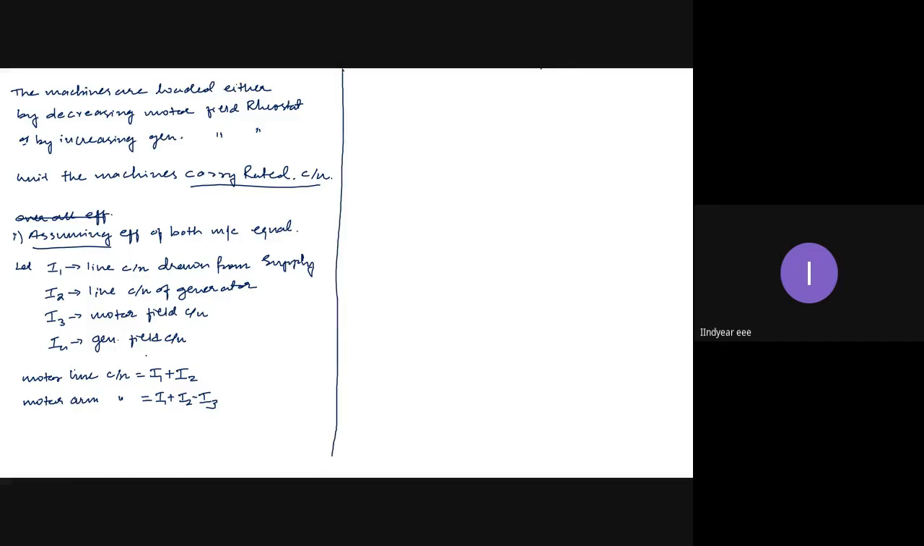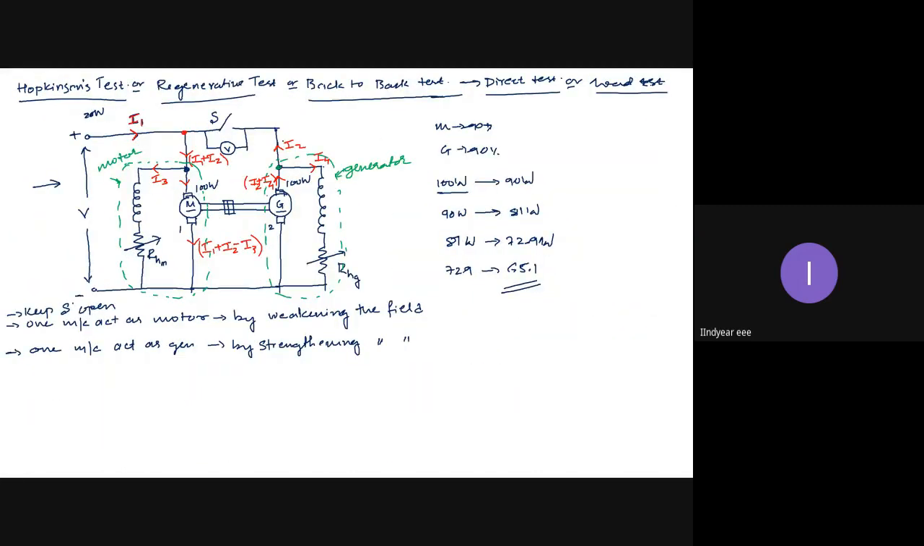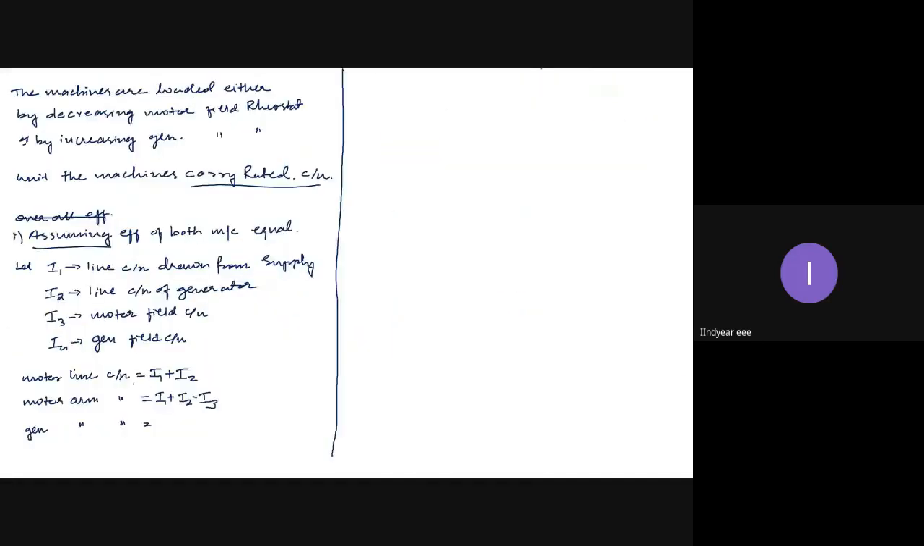Now, what is the motor input? Armature current of the motor. Then the generator armature current: you can observe I2 is the line current, I4 is the field current. So the armature current will be I2 plus I4.